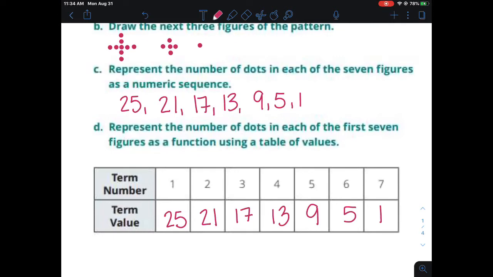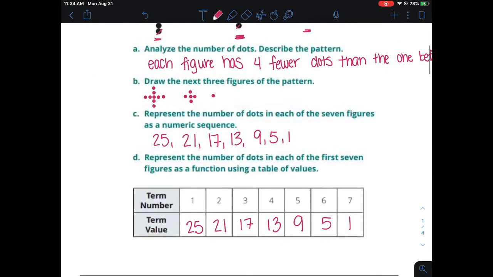So if we were asked, well, what's the 5th term in the sequence? What's the 5th picture going to look like? Right here, there's going to be 9 dots in the 5th term of the sequence.